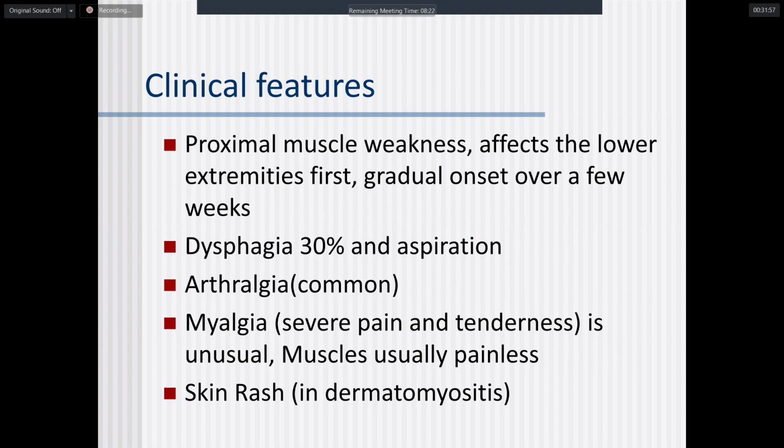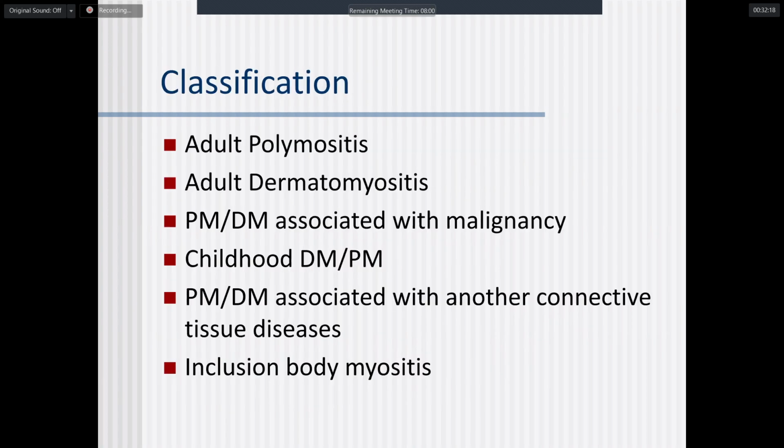طبعا الكلينيكال فيتشرز شو بصير في عندهم؟ بروكسيمال ماسل ويكنس. هسه واحد عنده كانسر، let's say واحد عنده lung cancer ولا colon cancer and he's coming to you telling you that والله انا يا دكتور عندي صعوبة بلع وعندي شوية ماسل ويكنس مش قادر احرك ايدي، ودائما متعب ومرهق. عملت له سي كي، طلع سي كي elevated. This is dermatomyositis associated with malignancy.